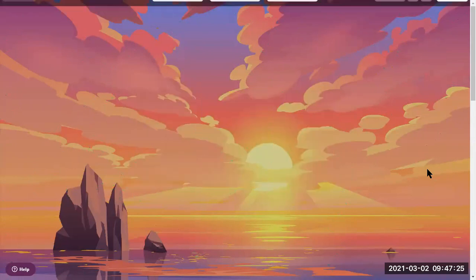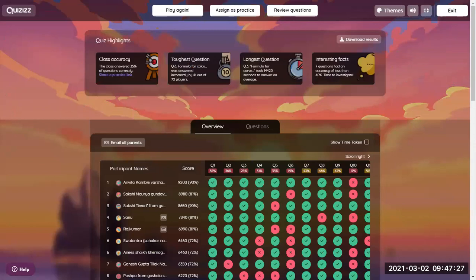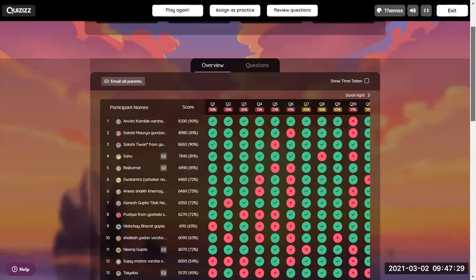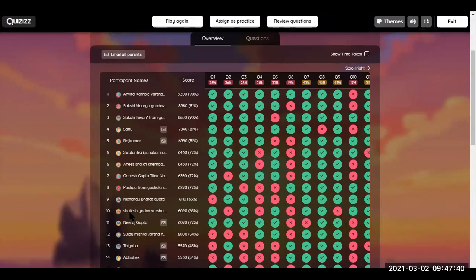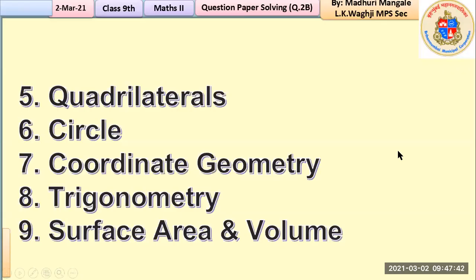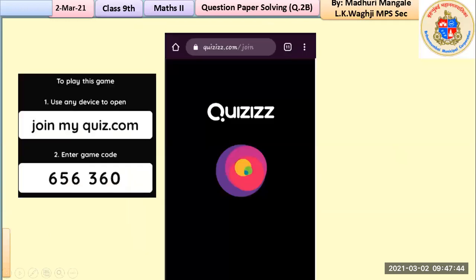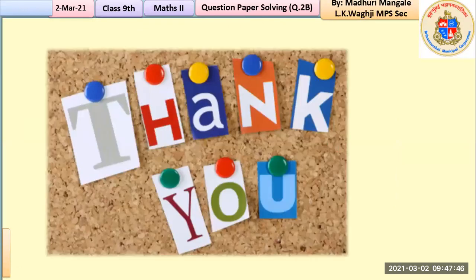Fantastic students, and I hope you had a nice time. These are the remaining top 10 scorers. You can check your name. And I hope you had a nice time and you have understood that these formulas are really important. They are really, really important. Make sure that you practice them, okay? And that's all for today. Thank you everyone for joining. See you in the next class with Maths 2 question paper 3A solving.